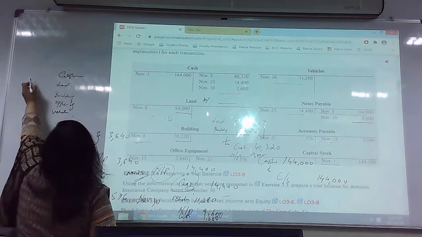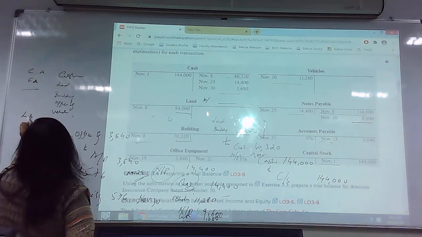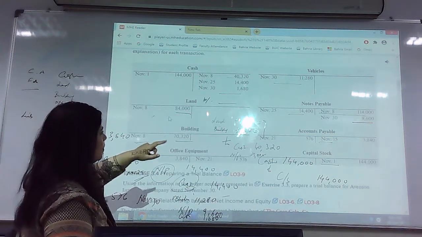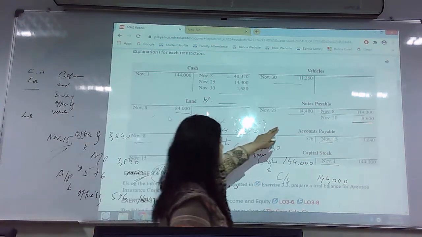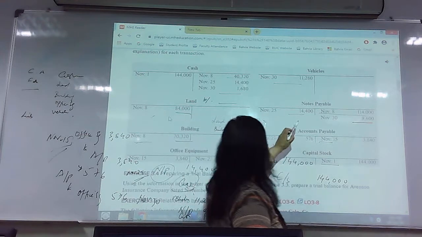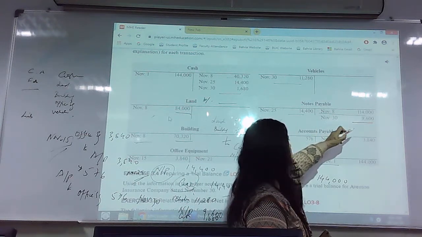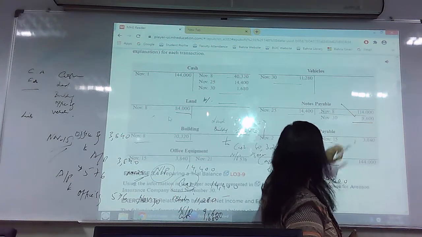So this is going to be current assets, then you have fixed assets, then you have liabilities. Now liabilities are the notes payable. You have to find out the balances between them. The remaining balance would be, from the heavier side you subtract the lighter side. So this was the main side. Notes payable is the credit side.